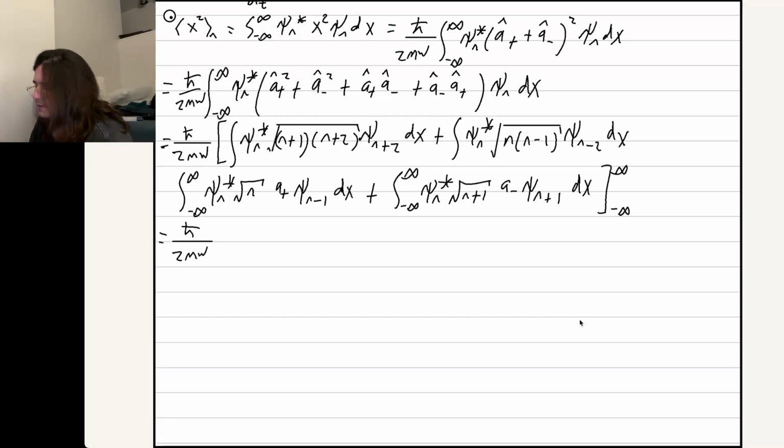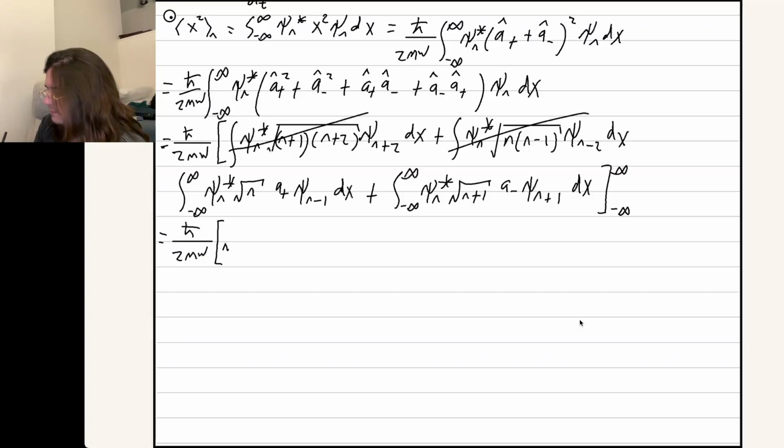Similar to what we did for the expectation value of x, we now have an integral of psi n times psi n plus 2. n is definitely not equal to n plus 2, or n minus 2 for that matter. So both of these integrals are 0. They won't contribute to the final answer.